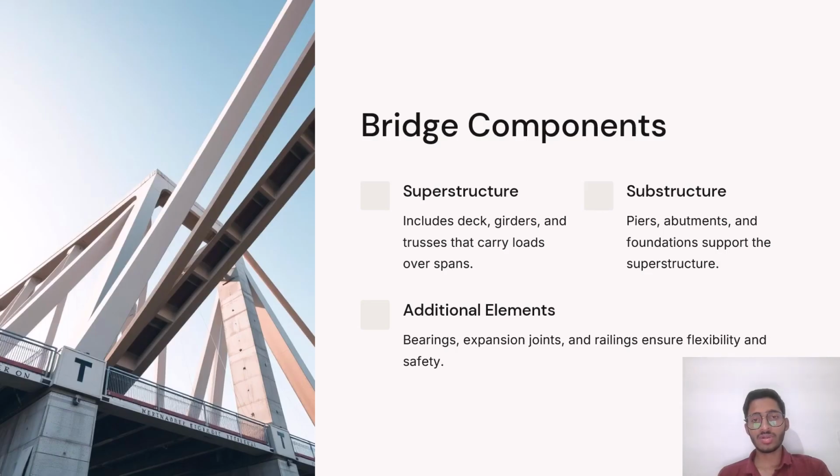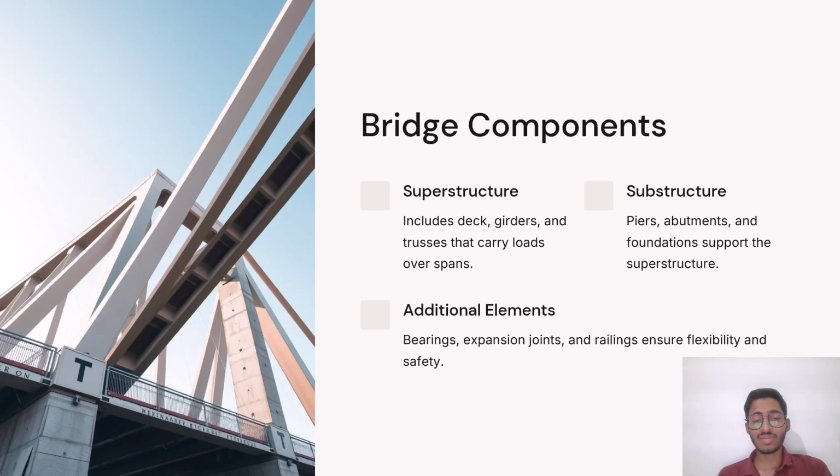Then bridge components, as we discussed on the previous slide, are classified into two main structures. First is the superstructure and another is the substructure. Superstructure means above the ground level. The structure which is constructed above the ground level is called a superstructure, and substructure means below the ground level. Superstructure includes deck, girders and trusses that carry load over the span, and substructure contains piers, abutments, and foundation support. The substructure transfers the load from the superstructure to the subsoil strata.